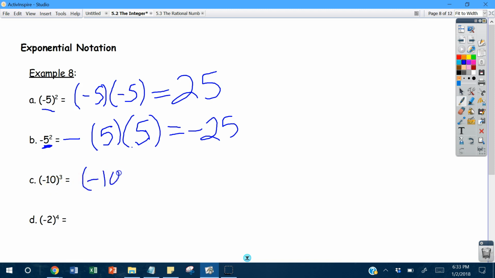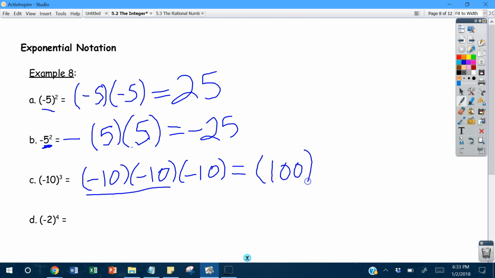So let's go ahead and write out negative 10 times negative 10 times negative 10. So that's what we're doing, negative 10 to the third power. And if we do the multiplication, negative 10 times negative 10 is, I'll just do that first, positive 100. And then this negative 10 we haven't touched yet. It needs to be multiplied in. So positive 100 times negative 10 gives me negative 1,000. So that's the answer to that.